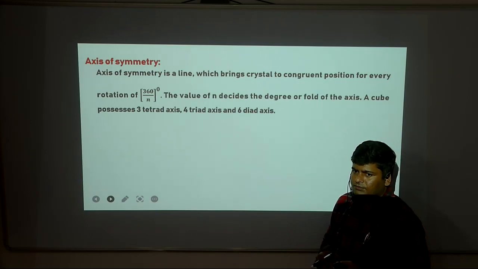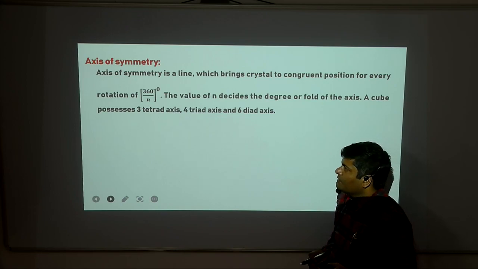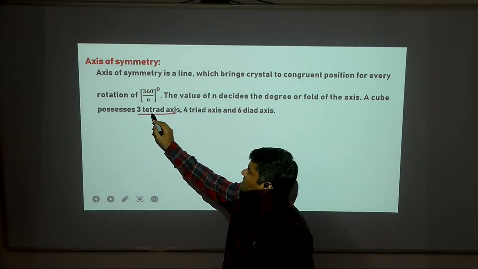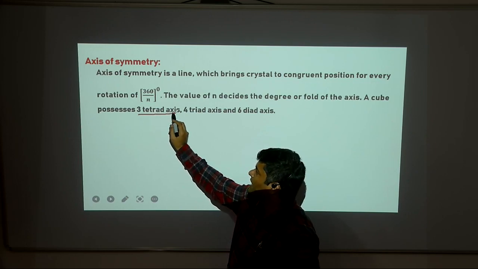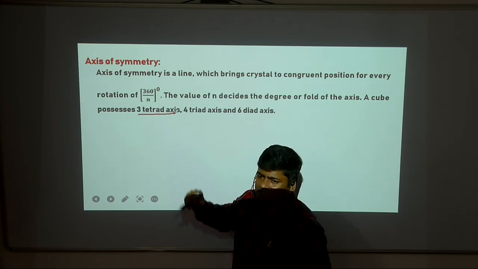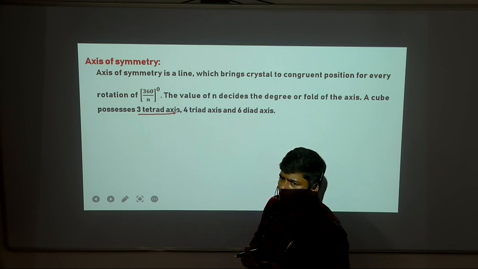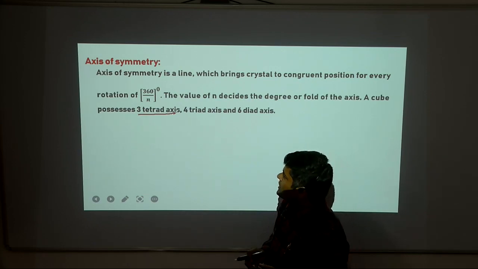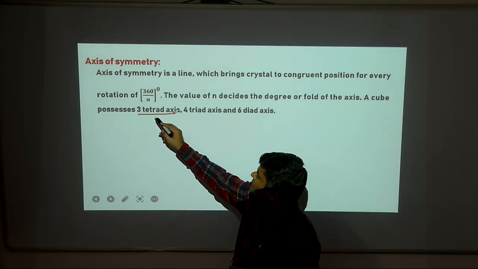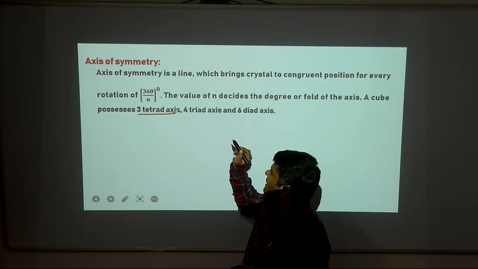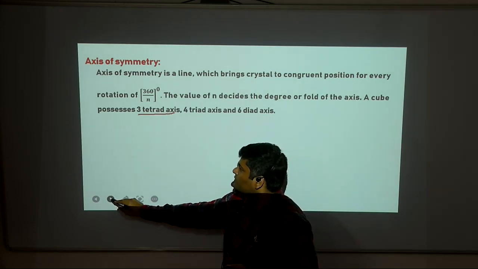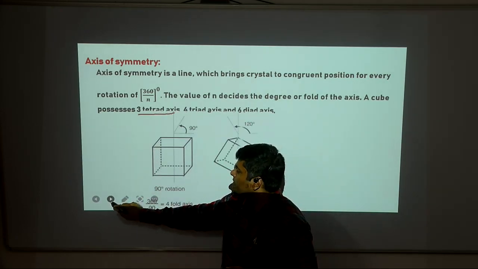A cube has 3 tetrad axes. Tetrad stands for 4, the fold of axis or the degree of freedom. So the cube has 3 tetrad axes, 4 triad axes, and 6 dyad axes. We will discuss them.